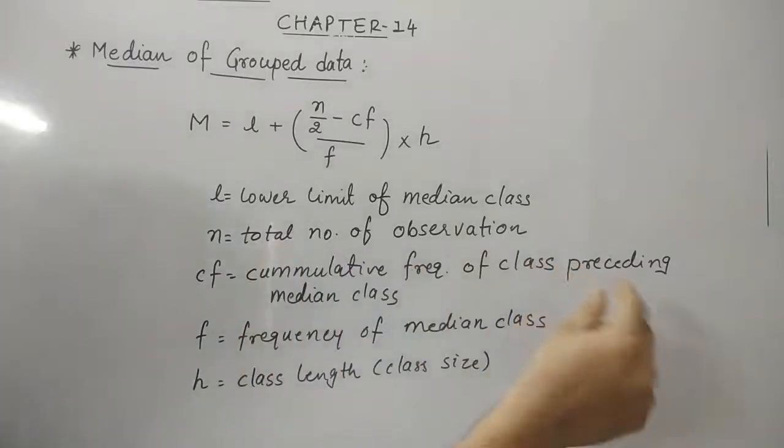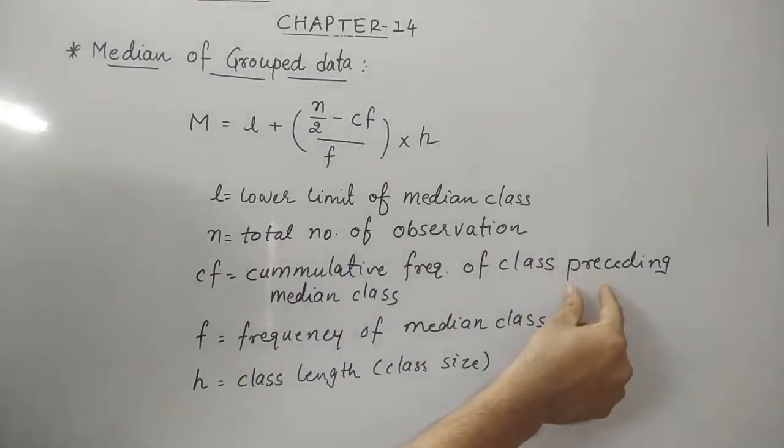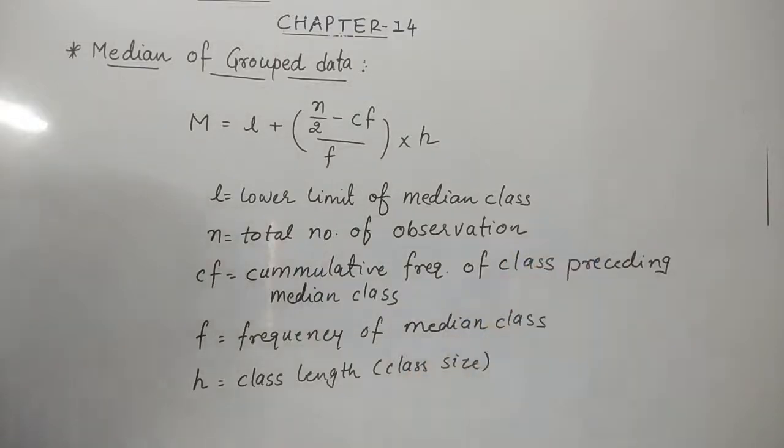The cumulative frequency of the class above the median class, that is the new part, we will see. F is the frequency of the median class and H is the class length, that is the class size. So let us start with the questions to find out the median.